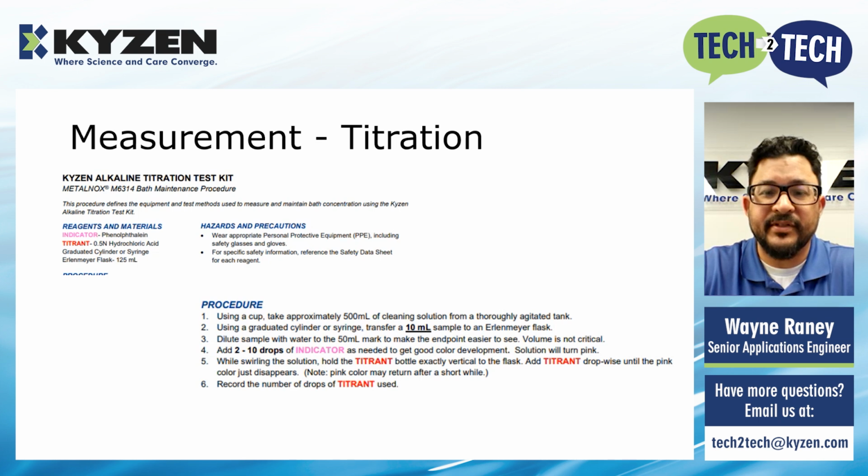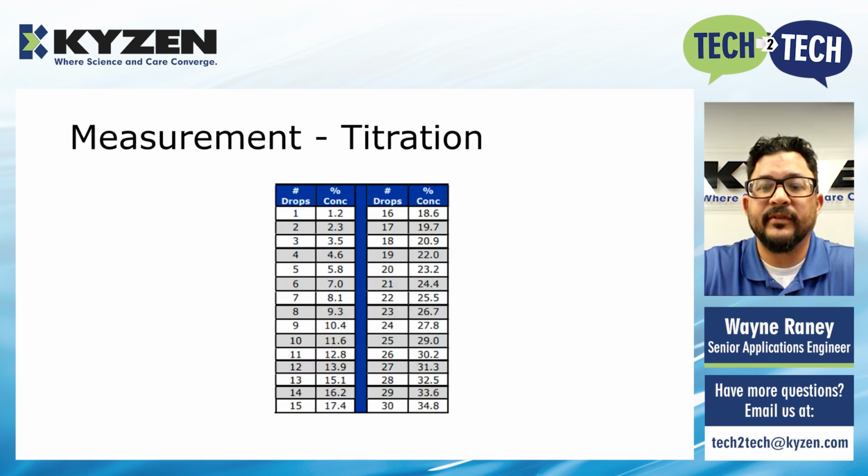This is an example of a procedure of an alkaline titration test kit. It's as simple as measuring out certain volumes, adding indicator, and then adding the titrant until the color changes. You'll count the number of drops of titrant and then relate that to a concentration percentage in a chart like this one.